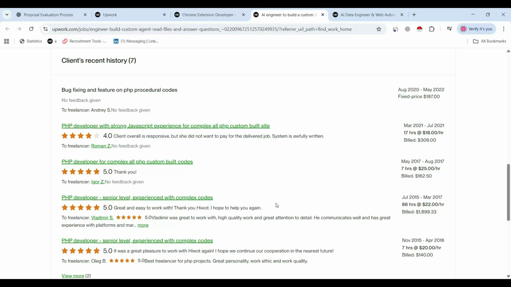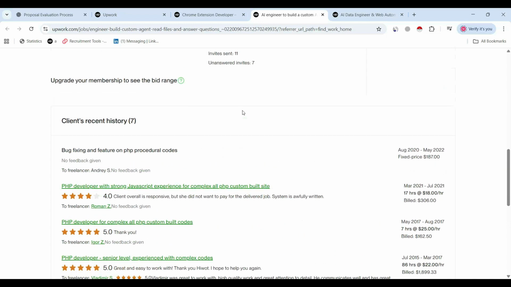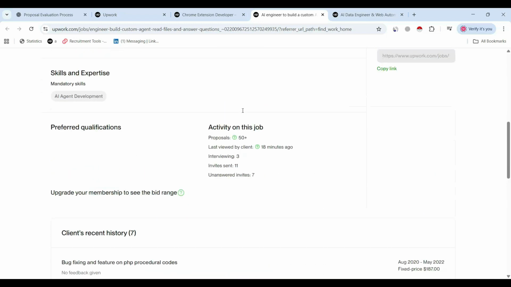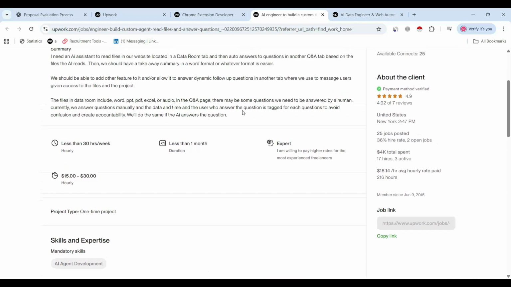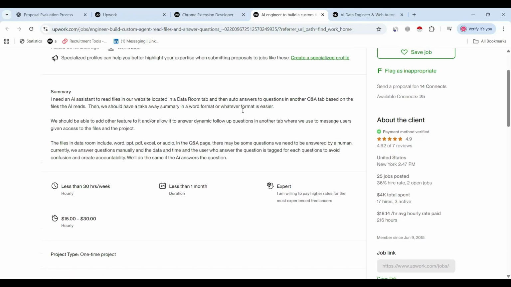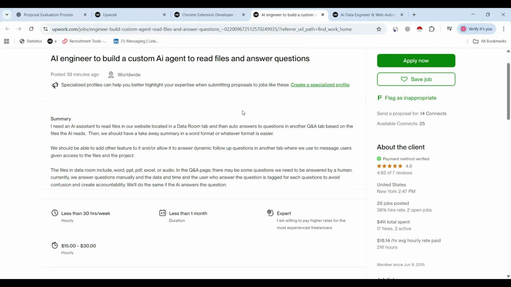The client has also not been consistent in providing feedback to the freelancers. So when we combine all these factors, low hire rate, unclear deliverables, high competition, mixed reviews, and expert level expectations with the low budget, for me this is not a smart job to apply for.